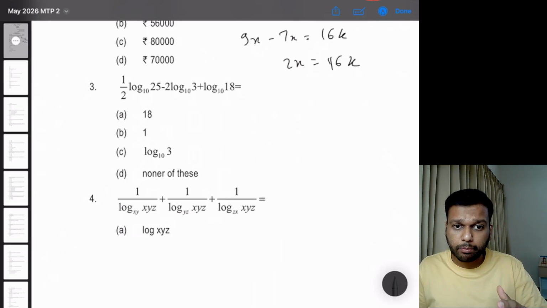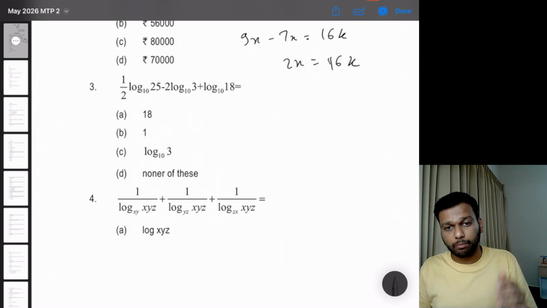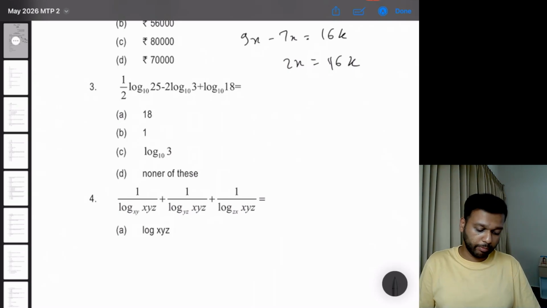Question 3. Okay, in mock test paper, questions are arranged by chapters. In actual exam, that is not going to be the case. Questions will be random. So remember that.